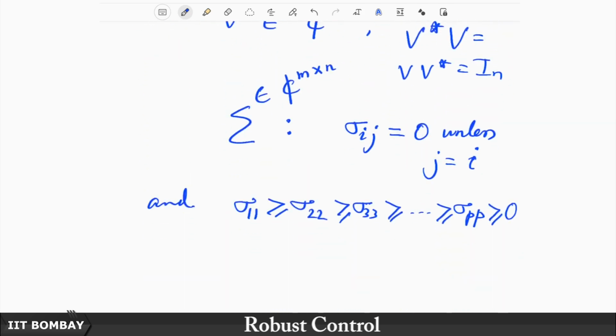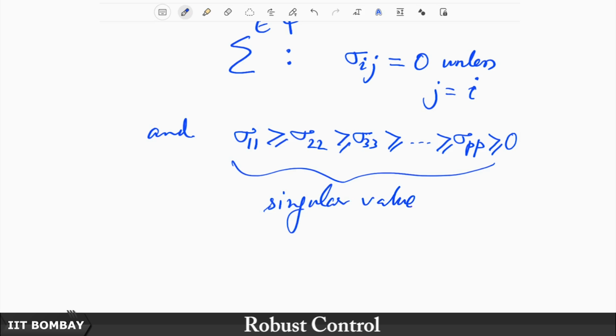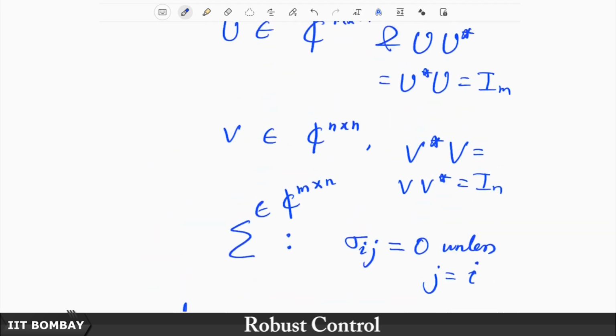And we will see that this ordering is also at our disposal. Just like we can order the eigenvalues, we will see that these numbers, which are by the way also called the singular values of A, can be ordered.